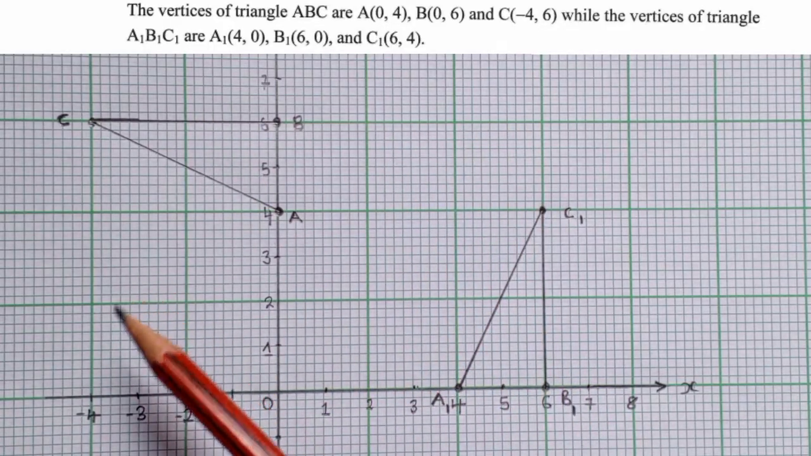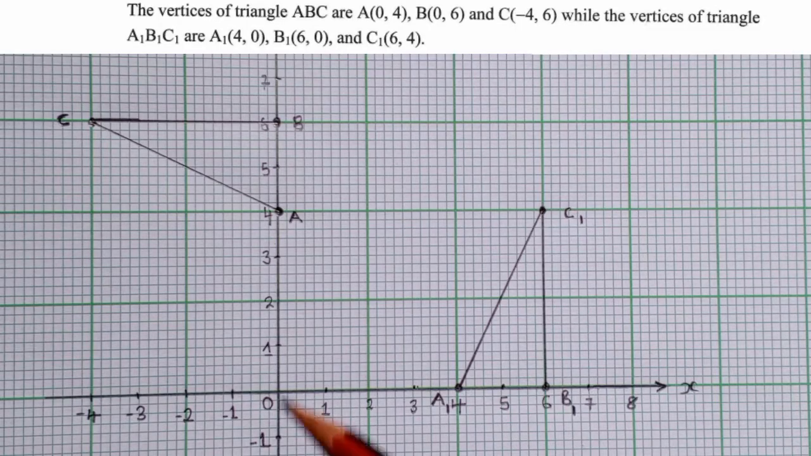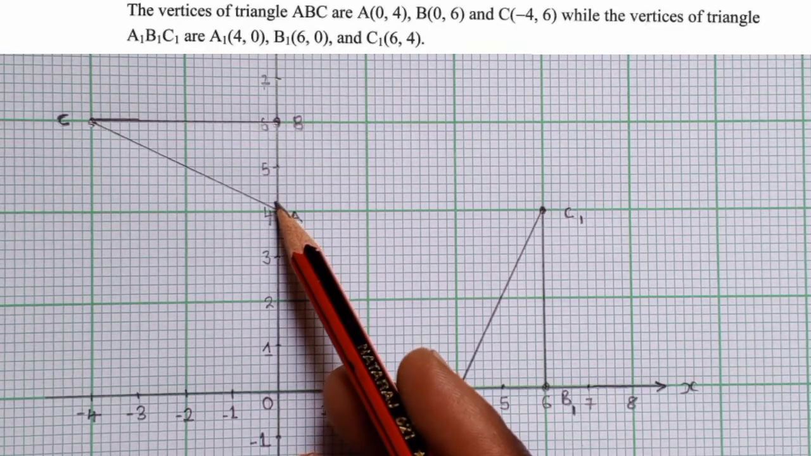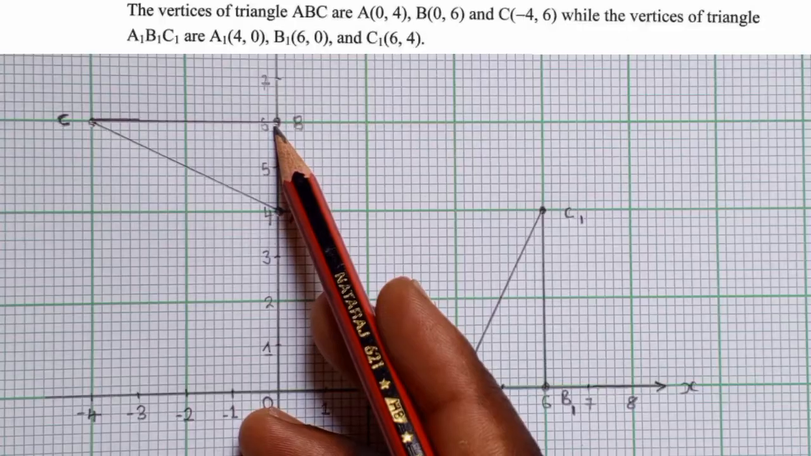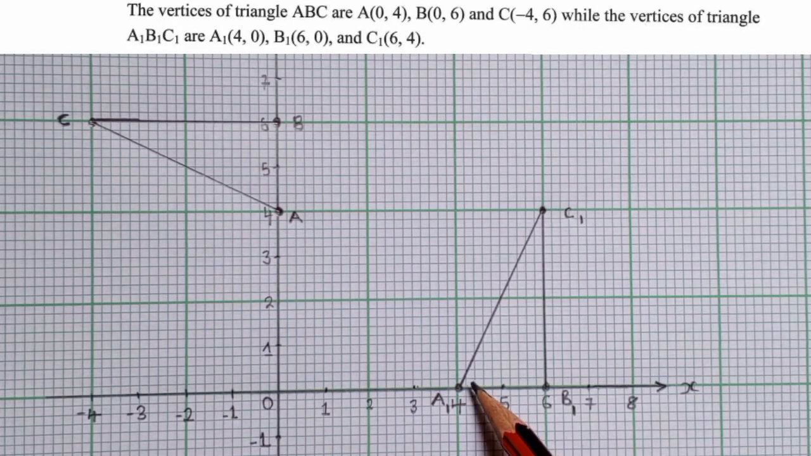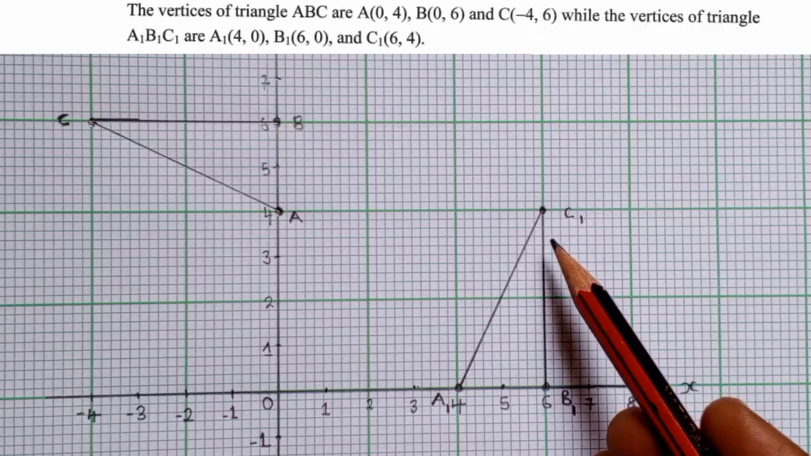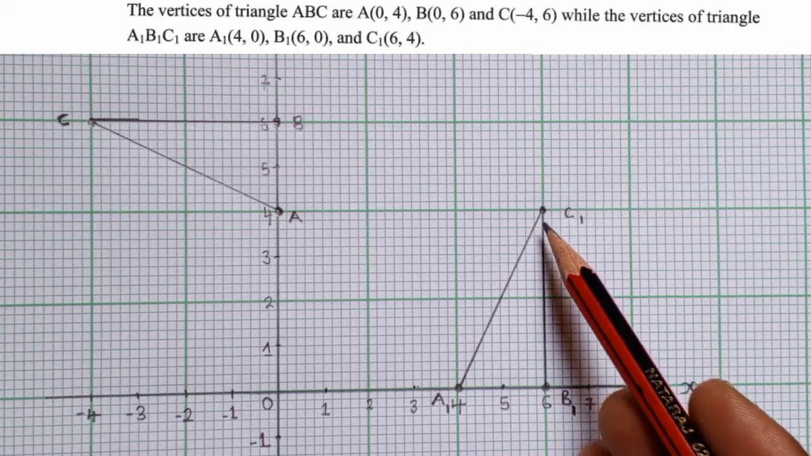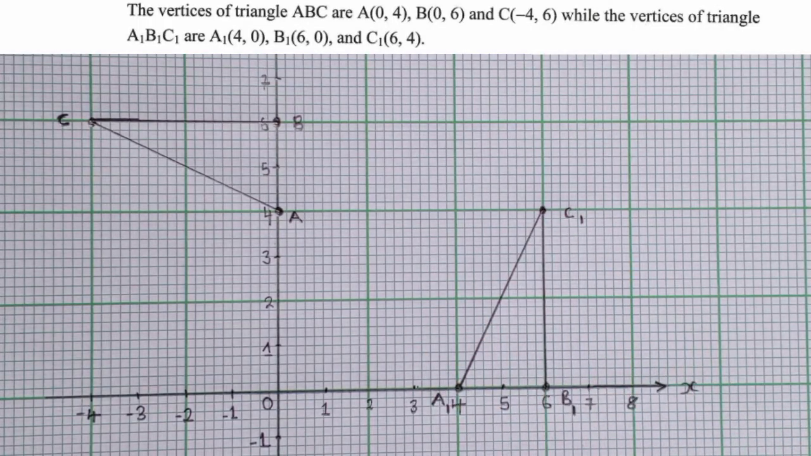So hopefully you can see, and I guess you know how to plot. This A is (0, 4). This one is (0, 6). This one is (-4, 6). This one is (4, 0). This one is (6, 0). This one is (6, 4) right here. So this is how you come up with this.